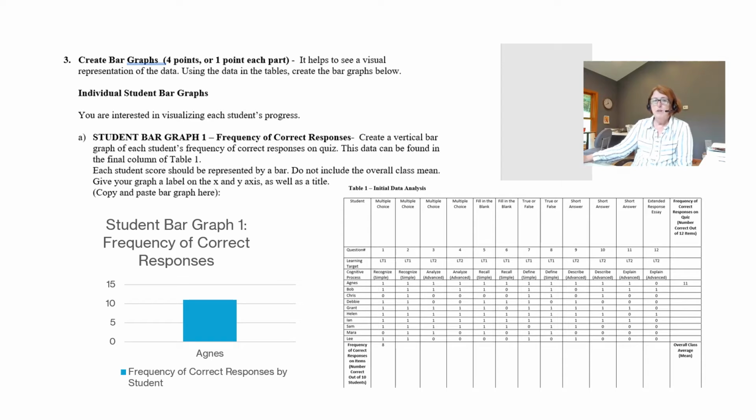So the first one that we're going to talk about is student bar graph 1. And you can see it's the frequency of correct responses that each student got on the quiz. That is, how many did each one get right out of the 12 questions. Now, Agnes was the student, you'll recall, whose data was given to you and sort of calculated out. So I've done the bar graph here for you, and this is how I need to see it. So you could use as a title student bar graph 1. That'll help me connect it to which one it is, frequency of correct responses. And you can see she got 11 right, and so you can simply put the students across the bottom with their names and how many they got right, and that's bar graph 1.